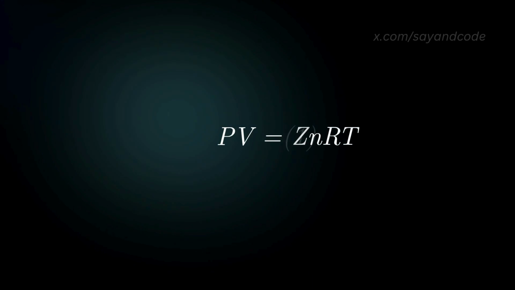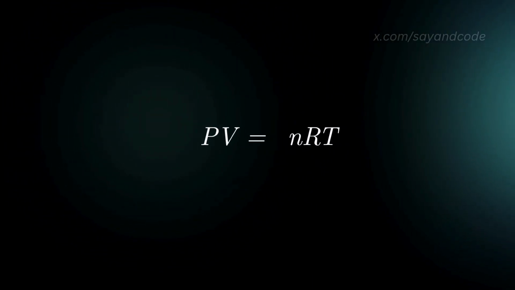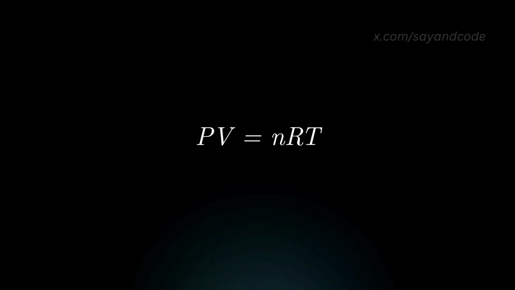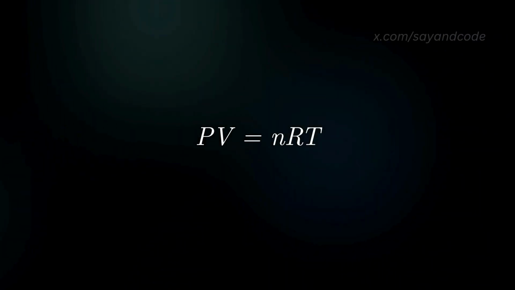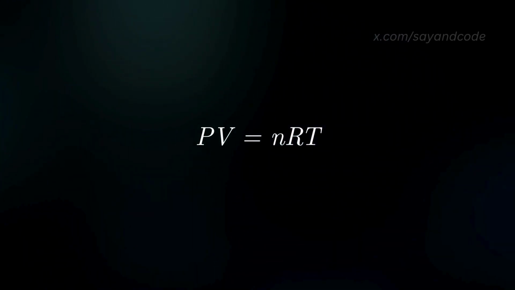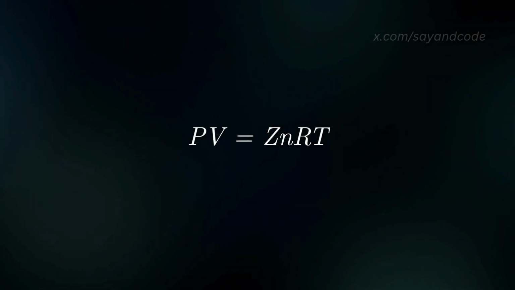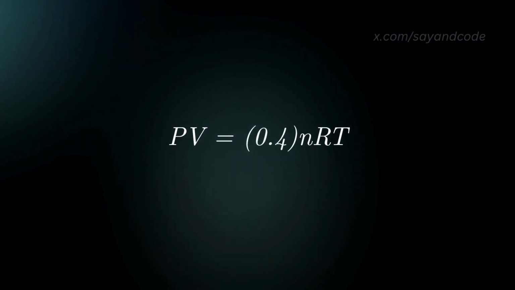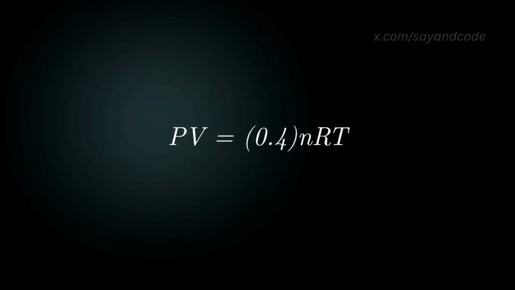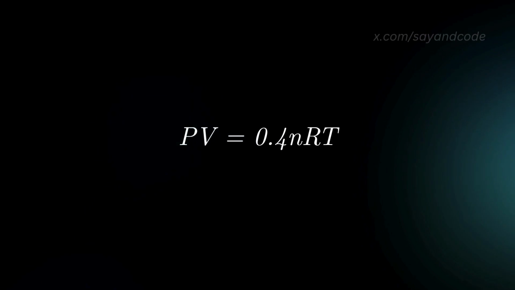For example, if Z is equal to 1, then the equation for the gas is PV is equal to nRT, which is just the ideal gas law. So the gas behaves like an ideal gas. Similarly, if Z is 0.4, then the relationship between the properties becomes PV is equal to 0.4 nRT.